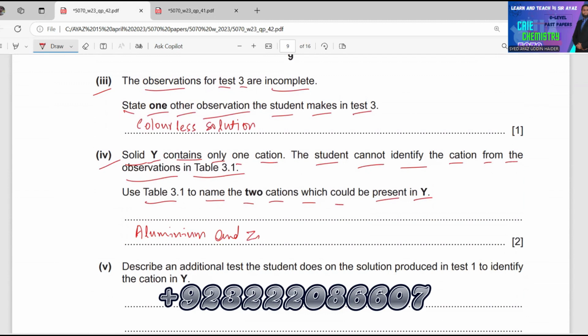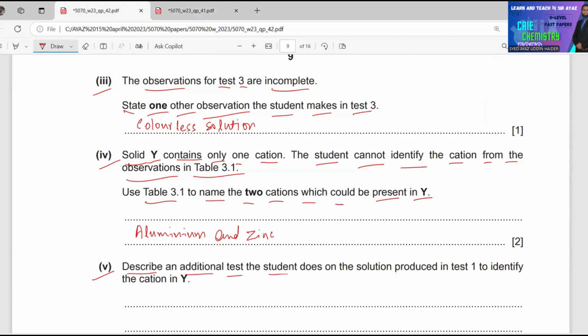Number 5, describe an additional test that the student does on the solution produced in test 1 to identify the cation in Y.